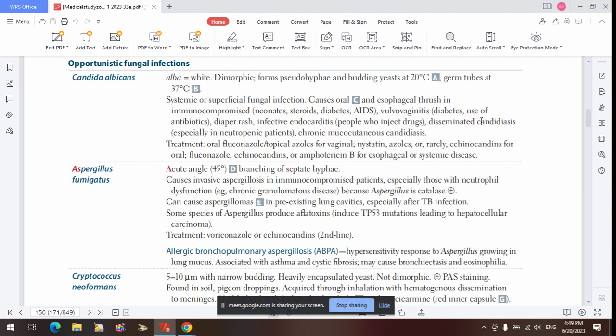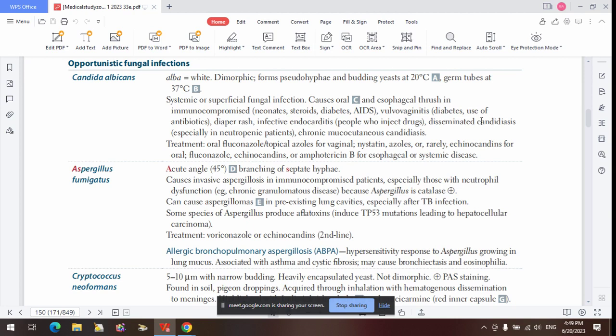So I said the mold exists in cold temperature, 20 degrees. The yeast exists in 37 degrees, which is warm. Did you get that, Dr. Zuliat? Yes. The reverse happens for Candida. The mold form of Candida is at 37, while the yeast form is at 20. That is settled. Now, the mold form of Candida is the germ tube.